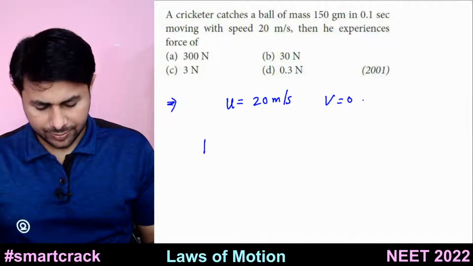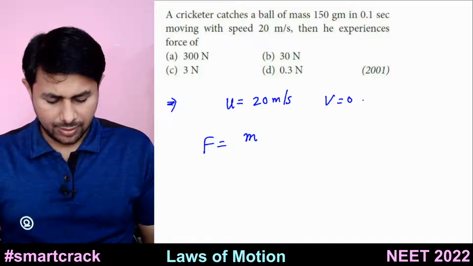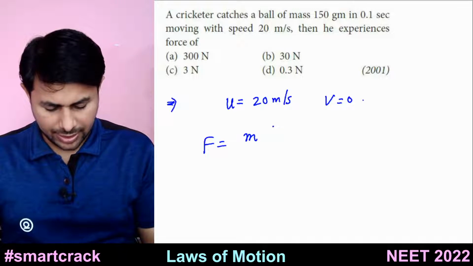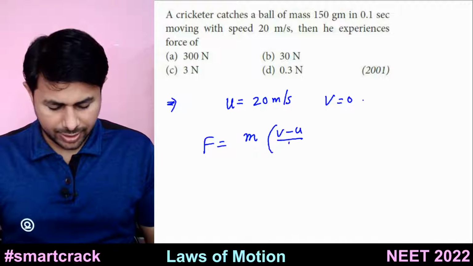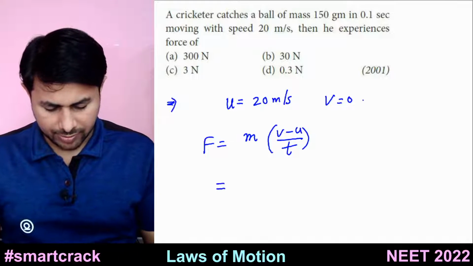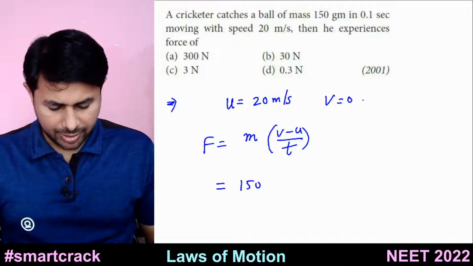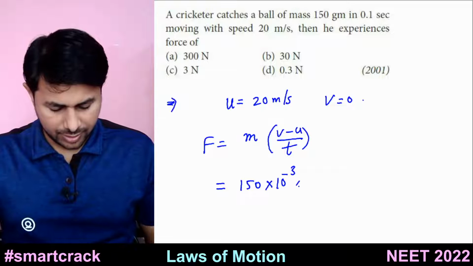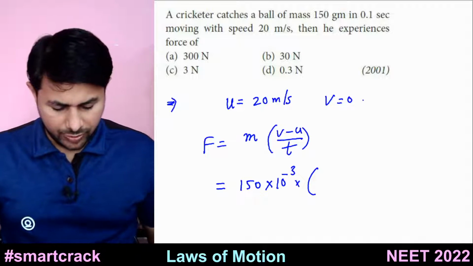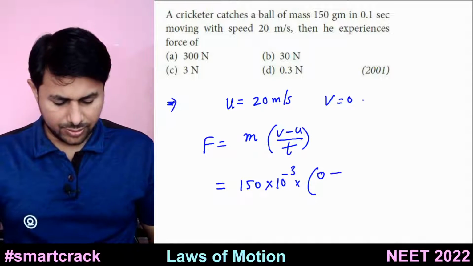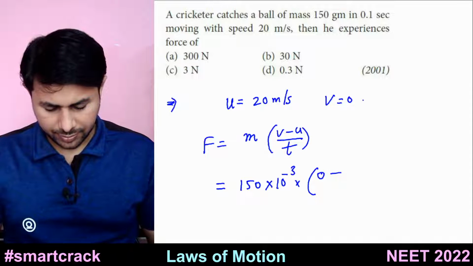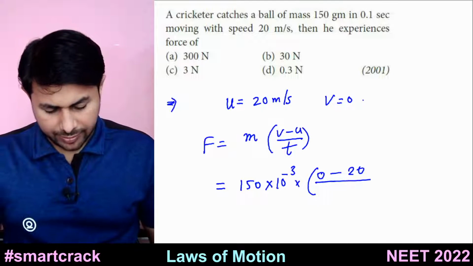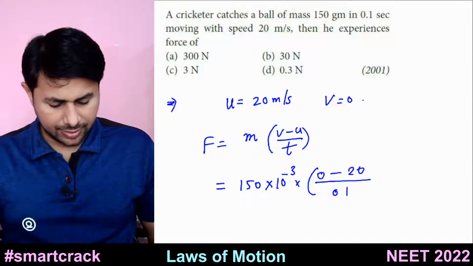And what will be the force? Force is equal to mass into acceleration, since the mass of the ball is not changing. So it is m into acceleration, which is v minus u upon t. What is the mass? 150 gram. So 150 multiplied by 10 raised to minus 3 in kilograms. Multiplied by v, which is 0, minus u. U is 20 meters per second. And what is the time? So time is 0.1 second.